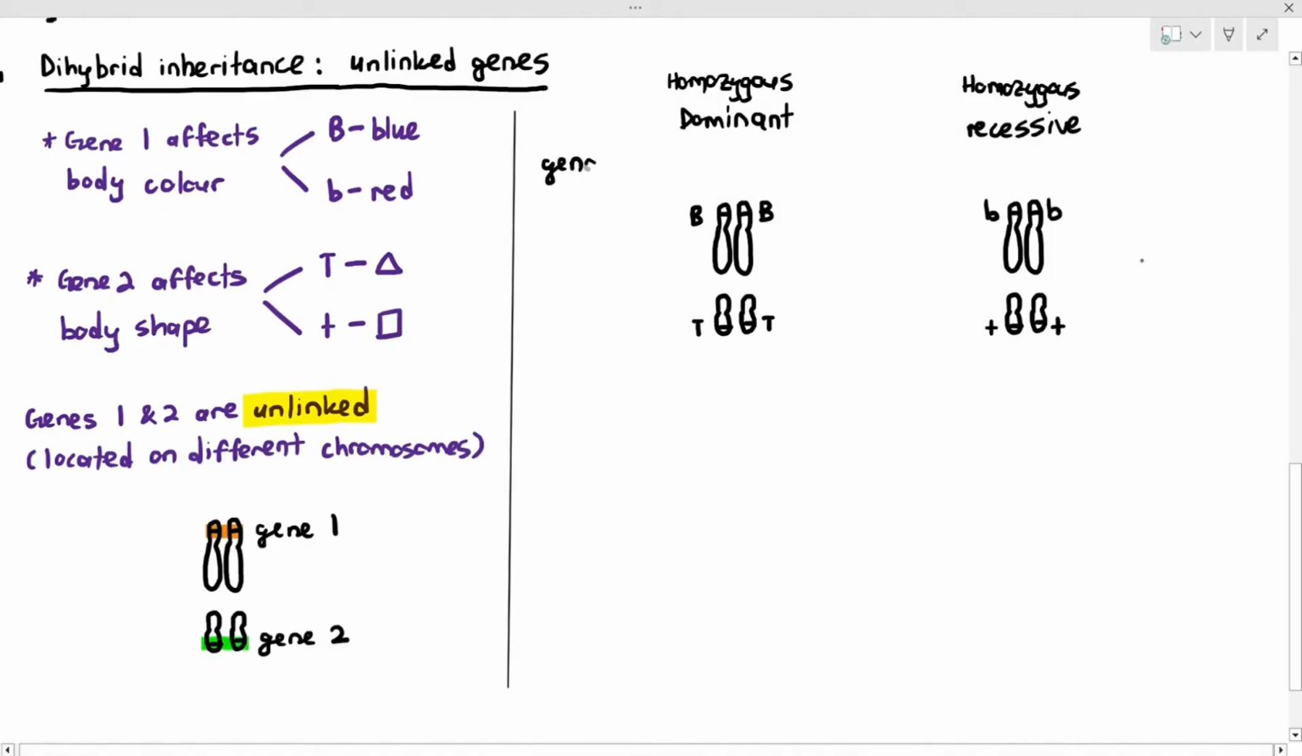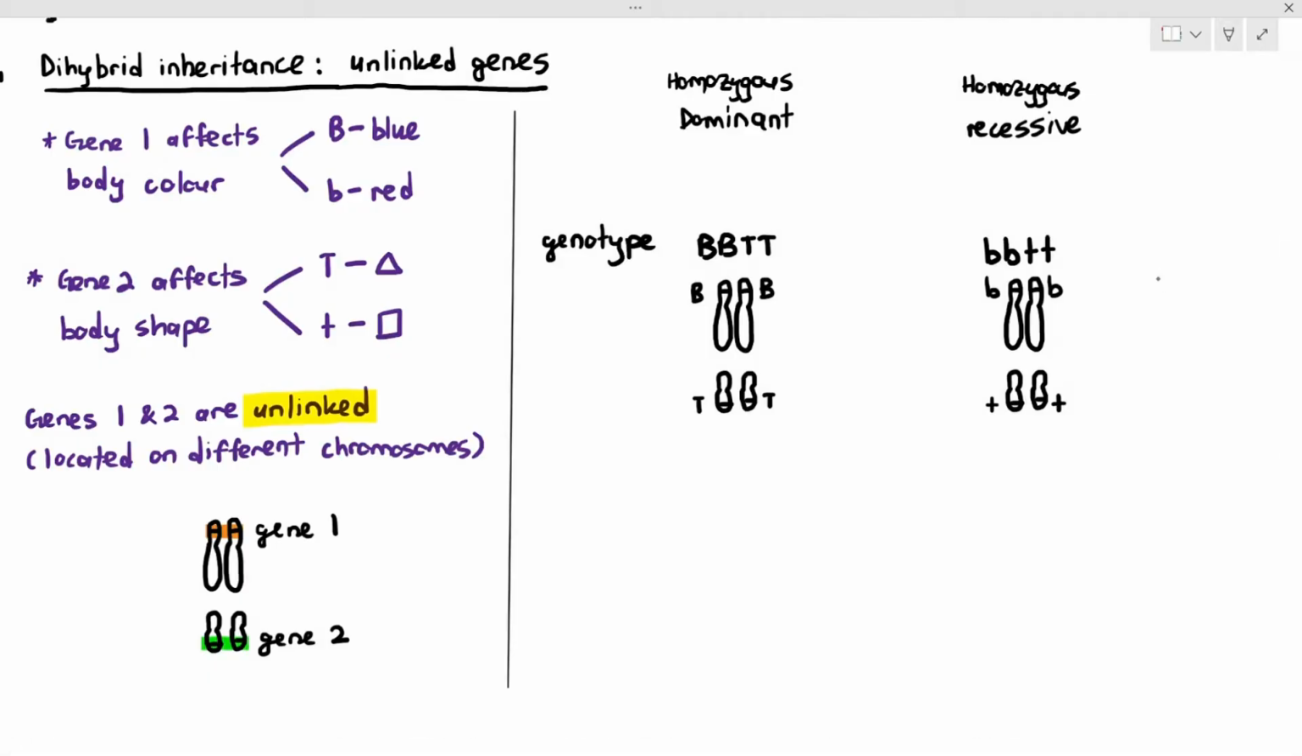When you're asked to write the genotype, when it comes to dihybrid inheritance and unlinked genes, you just have to write the genotype as, for the left organism, large B, large T, and for the organism on the right, small b, small t. Very simple. Okay, so that's how you write the genotype.